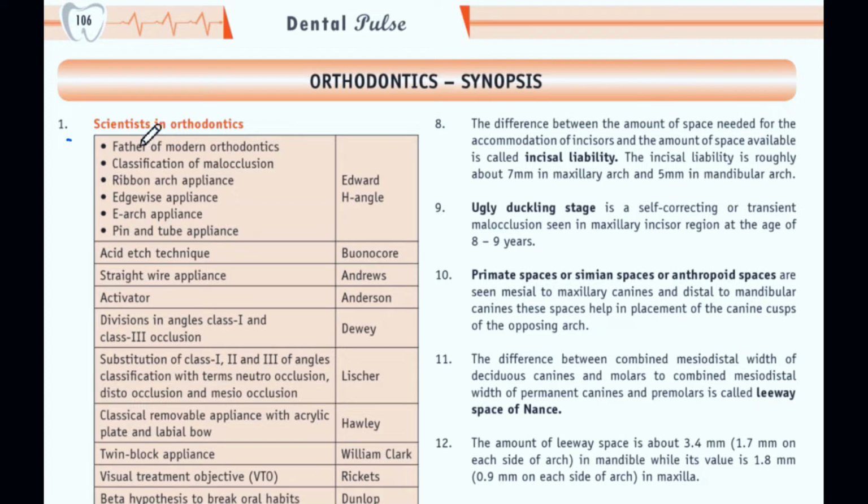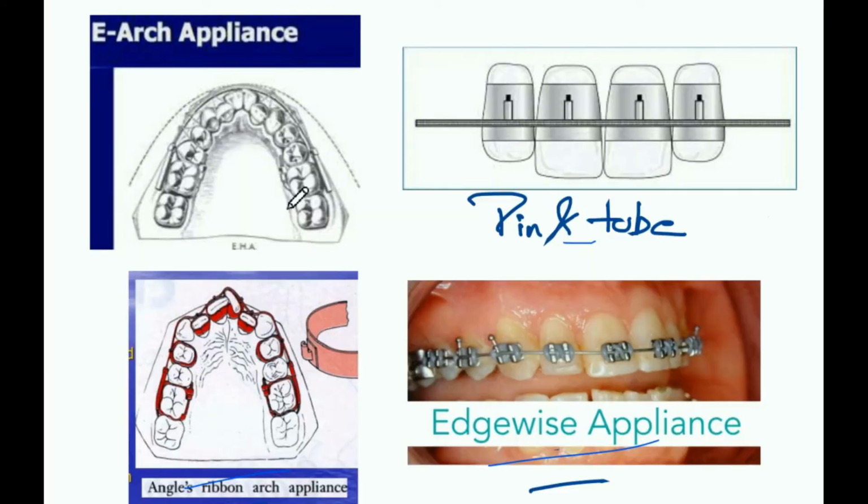First one is scientist in orthodontics, Edward H. Angle. He is also known as the father of modern orthodontics. He provided us with the classification of malocclusion and some of the appliances. Let's look at them in the picture. It's E-arch appliance, pin and tube appliance, Angle's ribbon arch appliance, and edgewise appliance.